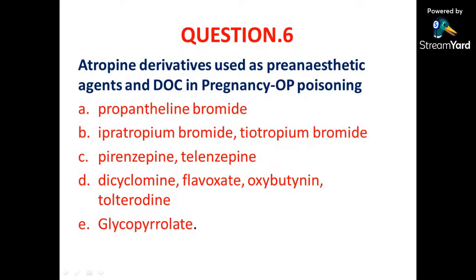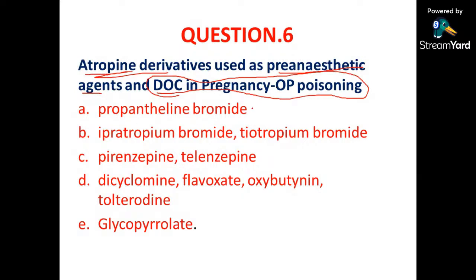I think this question is very interesting and a little bit tough to answer. See, atropine derivatives which are used as pre-anesthetic agents, and the atropine derivative which is also the drug of choice in pregnancy, especially in organophosphate poisoning conditions in pregnancy. Which one is the drug of choice is the question. In atropine derivatives we have many atropine derivatives.